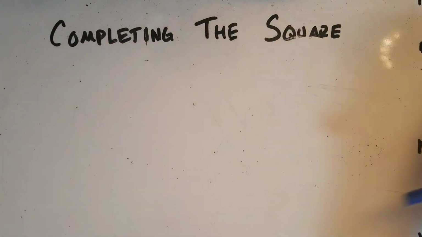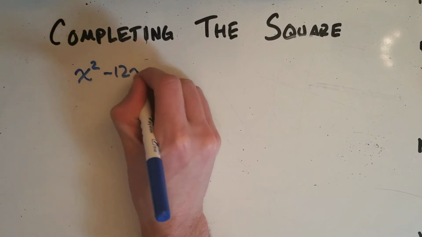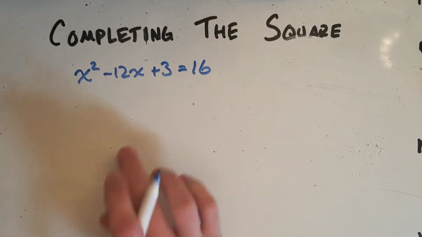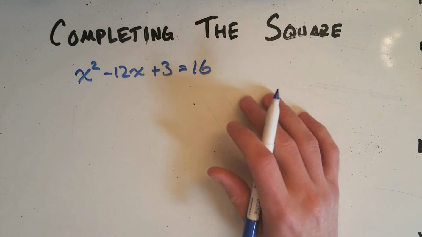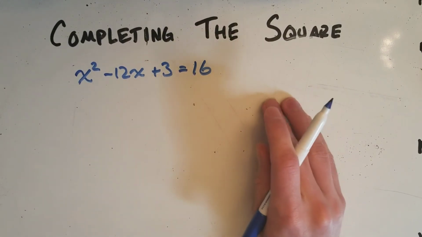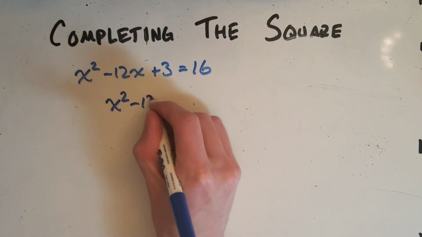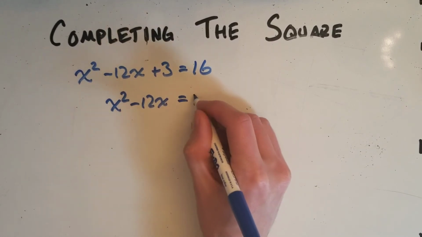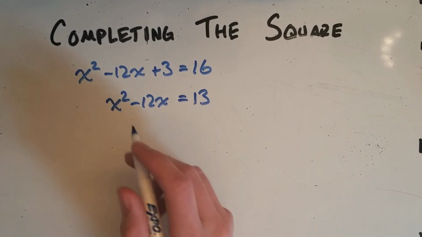So our next one, we have x squared minus 12x plus 3 equals 16. And again, you might be able to use factoring to solve this as well, but we want to become familiar with completing the square because it'll work even when you can't factor. Sometimes factoring won't work. So we want to set it up so we have x squared minus 12x on the left, and we're going to bring this 3 over, subtract 3, will be equal to 13 here.